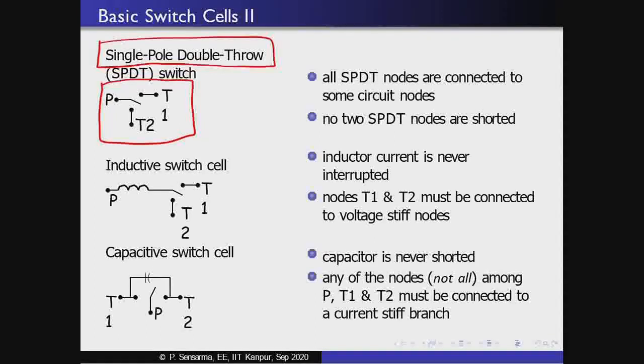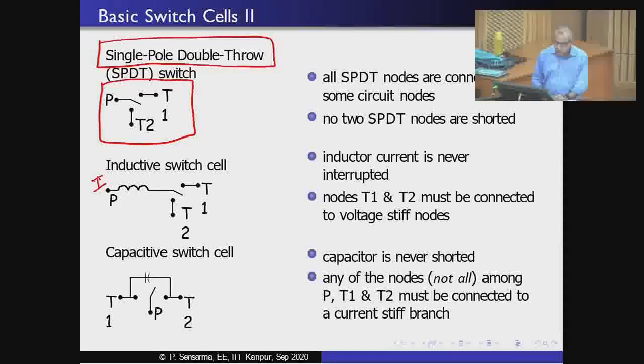The significance of having connected the inductor to the pole of the SPDT switch is that the inductor current is never interrupted. Point number one. And point number two, just from the rule of interconnection, if you recall, this is a current stiff node. So if one has to obey the rule of interconnection, then both nodes T1 and T2 have to be voltage stiff. If you are using an inductive switch cell to form the converter circuit, then the inductive element or the current stiff element should be connected to the pole of the SPDT, and nodes T1 and T2 must be terminated in voltage stiff nodes.